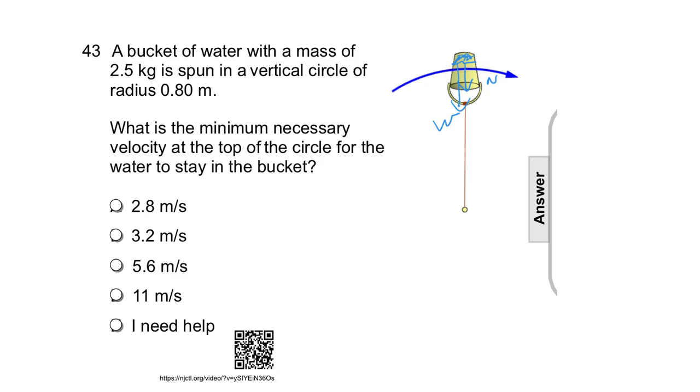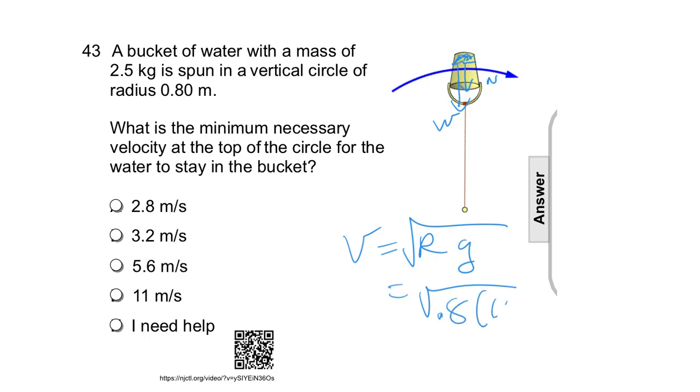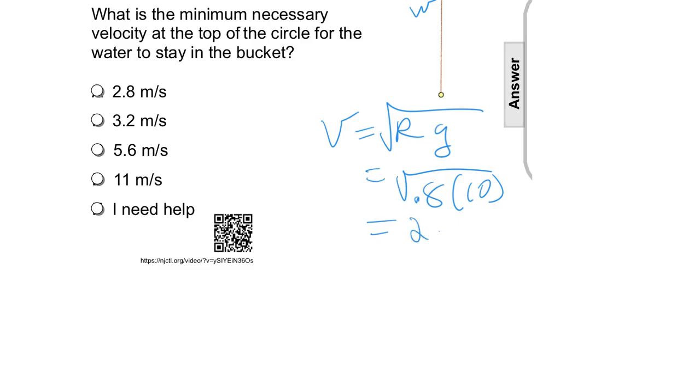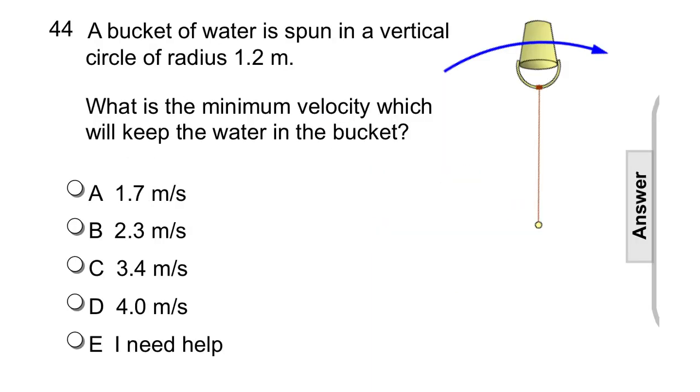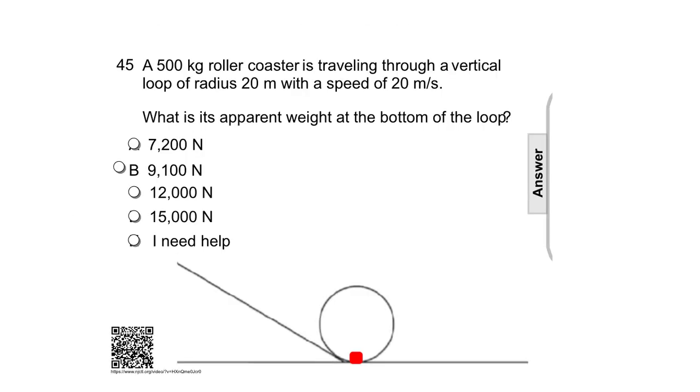What's the minimum velocity at the top of the circle for the water to stay in the bucket? Okay, we did this before. V equals square root of RG. So without going through all that again, without deriving it, 0.8 times 10. So the square root of 8 is 2.82 meters per second. So this one's identical with different numbers, so I'm going to skip it.